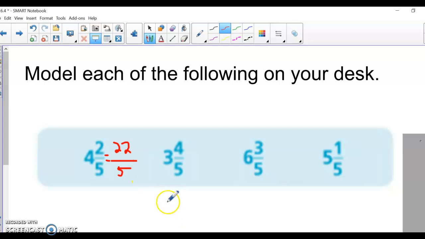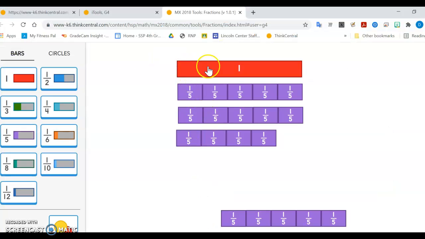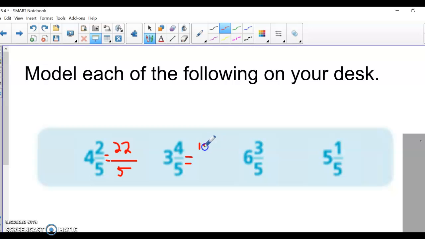Go ahead and build 3 and 4 fifths and see if you can name that as well. Go ahead and do that now. When I build my 3 and 4 fifths, I can easily see how many total fifths I'm going to have. And so I have 1, 2, 3 whole, and 4 fifths more. Well, let's look at how many total fifths that is. I know once again there's going to be 5 in here. So 5, 10, 15, 16, 17, 18, 19 fifths. Okay? So I'm going to write in that this is the same as 19 fifths.